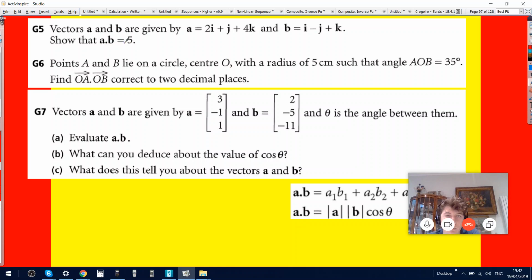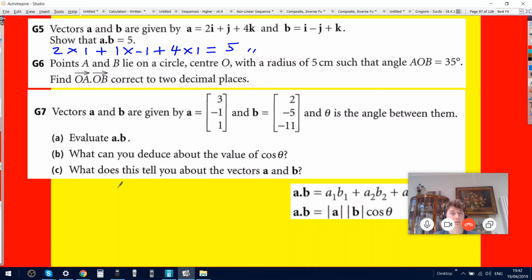Show that the dot product is 5. Okay, so how do we do G5? We just take the i, j and k. So we do 2 times 1, plus 1 times minus 1, plus 4 times 1, equals 2 plus... They told me it's going to be 5. Oh, okay. So that's what the dot product shows us.